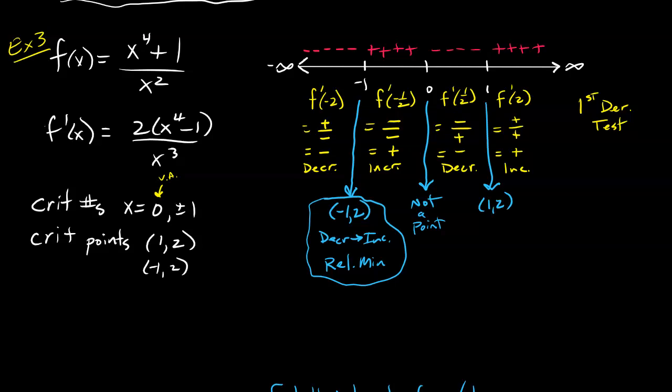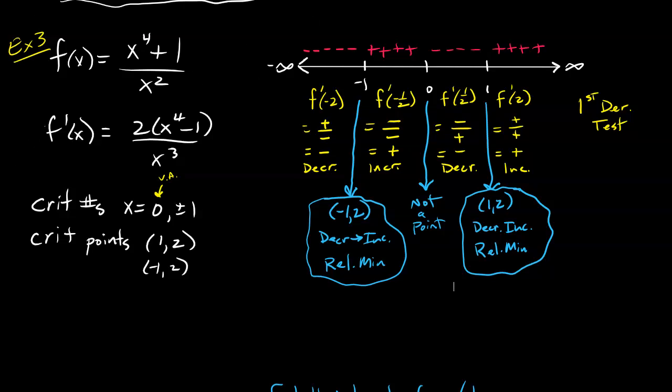And then 1, 2 goes from decreasing to increasing, just like the other one. So this is also a relative min. So this particular problem has two relative mins, no relative maxes.